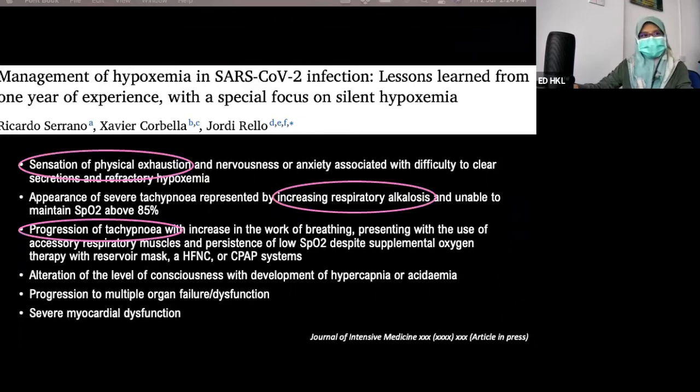Okay. Progression to multiple organ failure is clear cut, or severe myocardial dysfunction. Even if the patient has no respiratory alkalosis, or is even at the point of B, but the patient has severe cardiac dysfunction, please just take over the ventilation. Because the act of breathlessness takes 50% of the energy. So you had better reroute the energy to the heart and take over the ventilation. Understand?